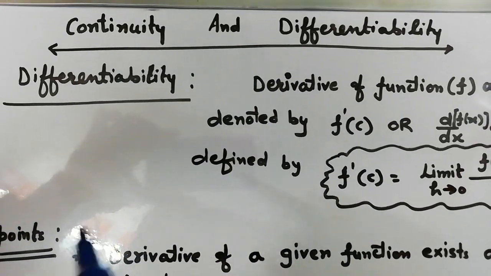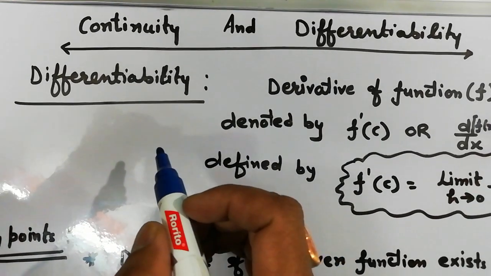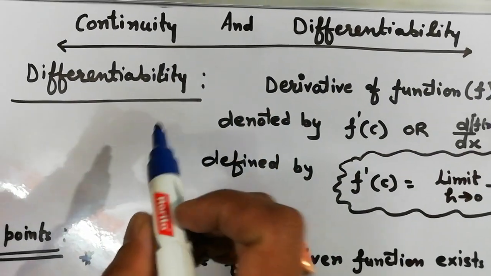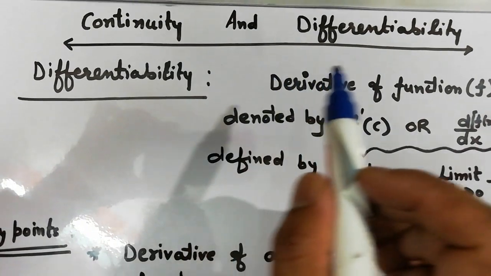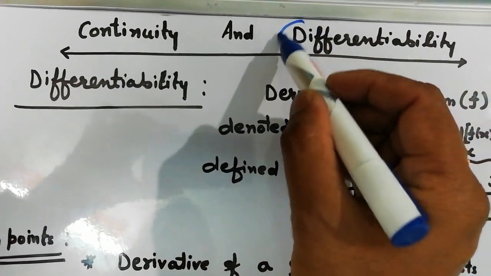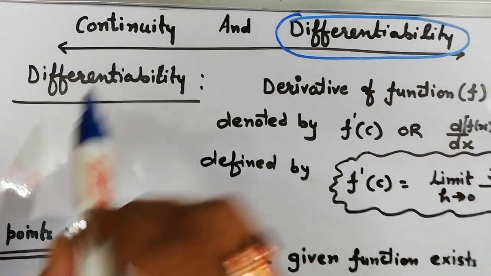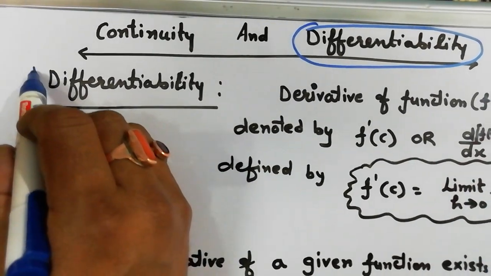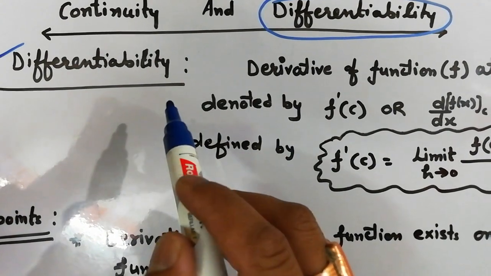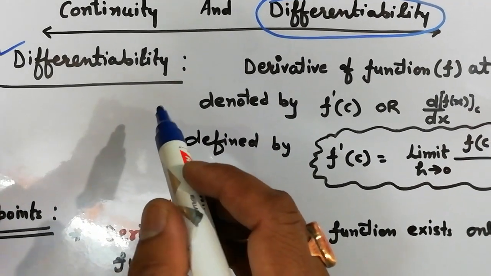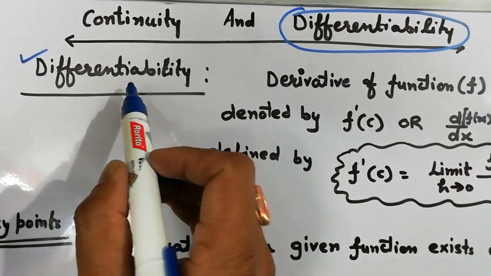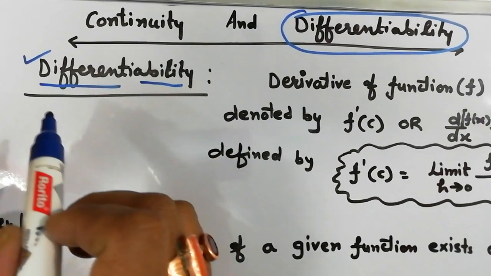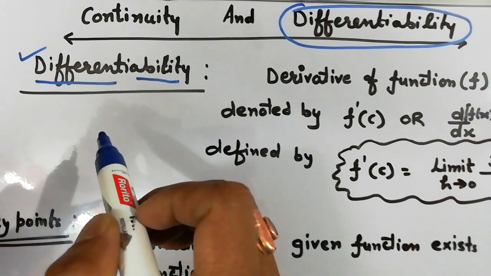Hello students, today we are going to study the continuity and differentiability chapter, in which we have to study differentiability. So first of all, I'll explain to you what is differentiability. As you can remember, in the word differentiability, "ability" is there and "differentiation" is there, meaning ability to differentiate.